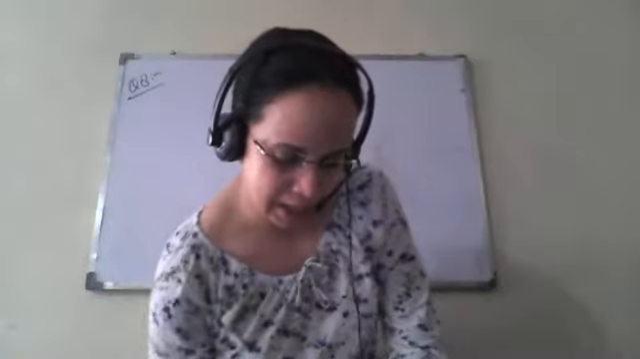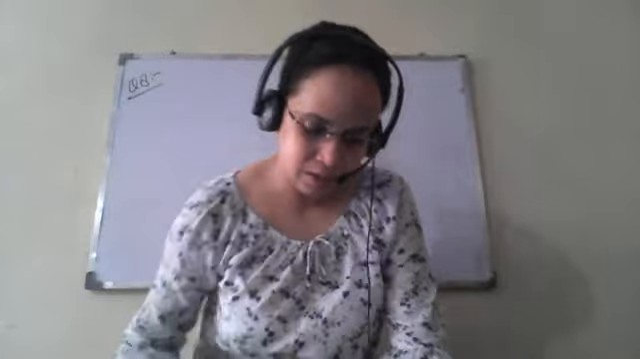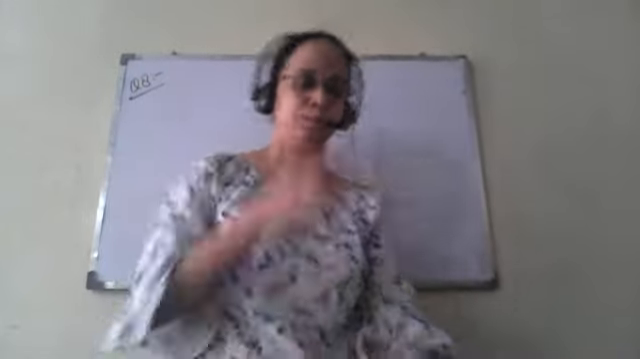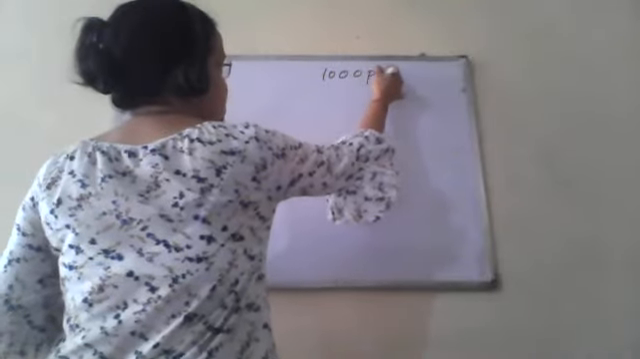Question number 8 says a gardener has 1,000 plants. He wants to plant in such a way that the number of rows and number of columns are the same. If there are 10 rows, then there should be 10 columns. So find the minimum number of plants he needs more for this. So he has 1,000 plants and he wants to keep the number of rows and number of columns equal.